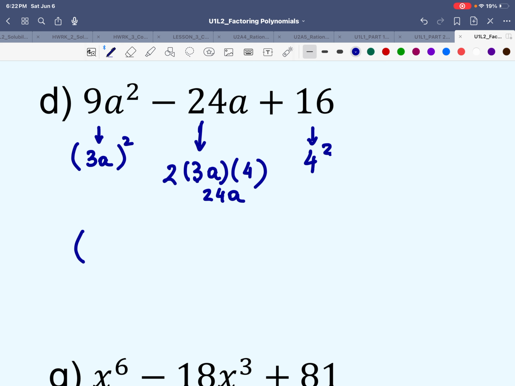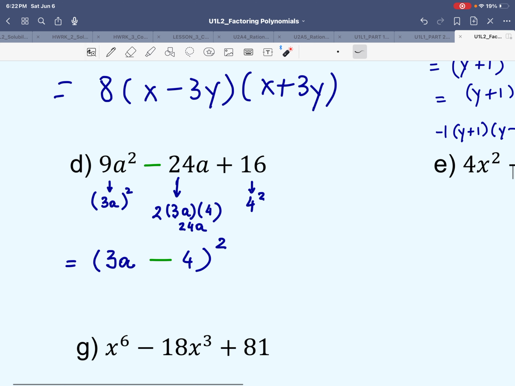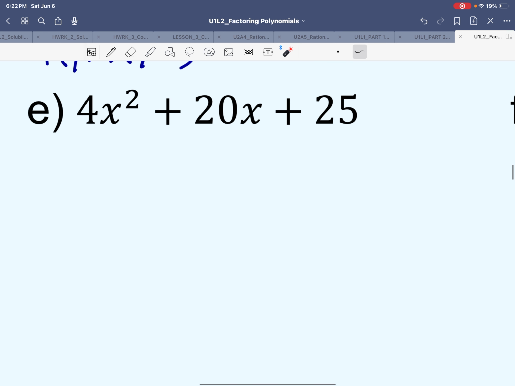So the factored form is going to be 3a, and then we have a 4, and we always use the sign of the middle term. And this is to the power of 2. And this is done. So instead of breaking down the middle term, working with these big coefficients, we just recognize that this is a perfect square, and we did it a lot faster. So moving on to our next question.